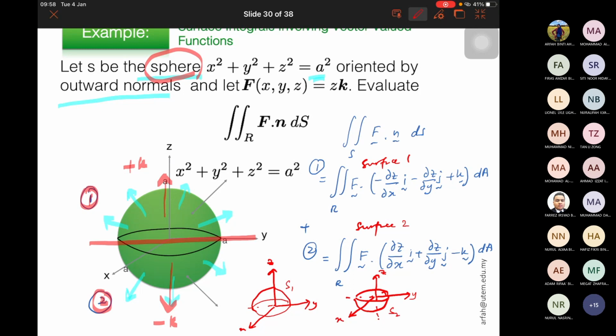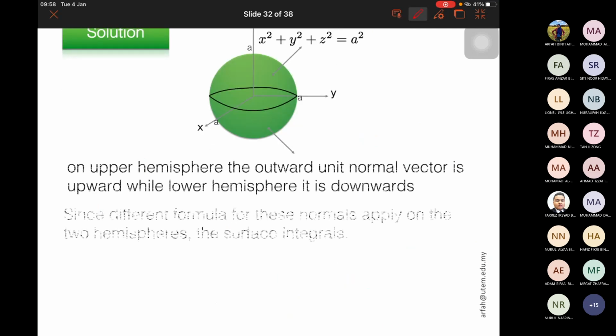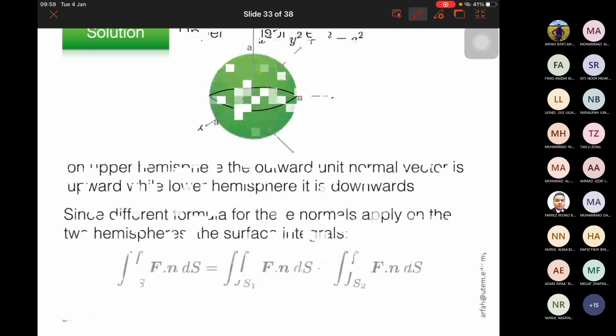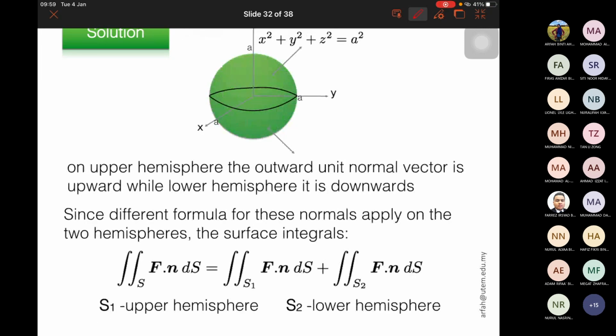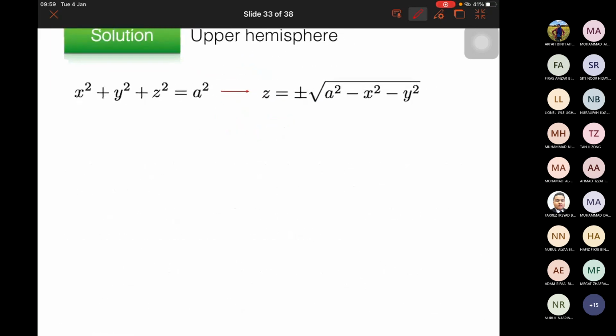Okay. So from here, kita akan gunakan dua of this formula. Okay. So this is the explanation for this one. So you are going to have integration over the surface. It will be equal to the summation for surface 1 and also the summation for surface 2. Okay.